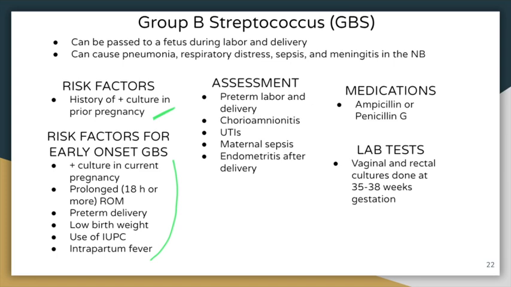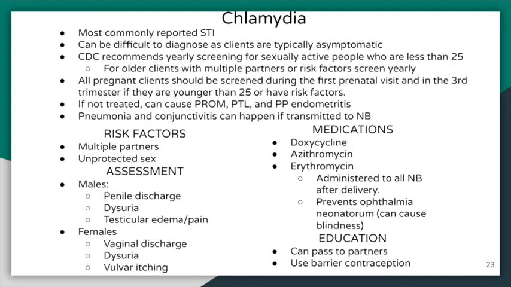For the assessment of somebody who is GBS positive, we want to make sure we're watching for preterm labor and delivery, maternal sepsis, and endometritis after delivery. When somebody is GBS positive and in labor, we're going to administer ampicillin or penicillin G IV piggyback every 4 to 6 hours until they have their baby. Ideally, you want them to get a couple of rounds in before their membranes rupture. And I already talked about the lab tests and how we do that. So, a little bit about chlamydia. We did talk about it earlier.